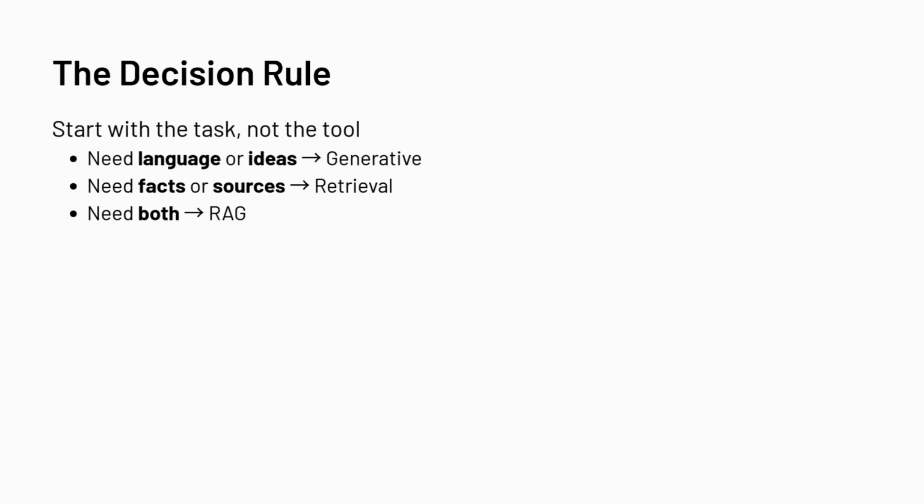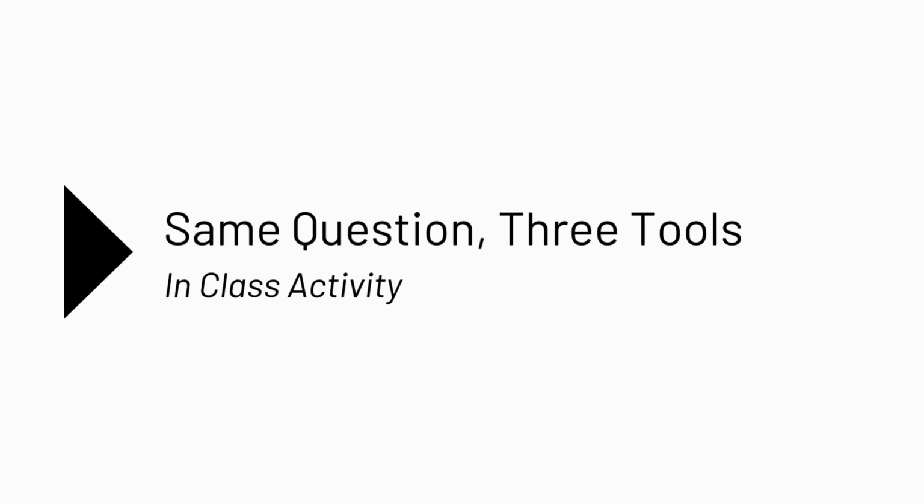The big takeaway here is this: choosing the right tool is not about preference or convenience, it's about matching the tool to the task. When you do that, you get better results, fewer hallucinations, and you waste a lot less time. And that's what we mean by purposeful tool use. You're about to see this difference directly the next time we're in class together. We'll take the same question and run it through a generative tool, a retrieval based tool, and a tool that combines retrieval and generation. The goal isn't to decide which tool is best, it's to see how tool design shapes the kind of answers you get.